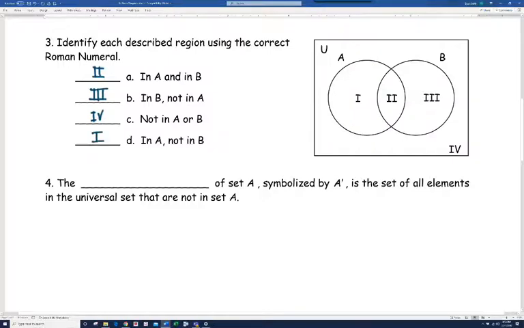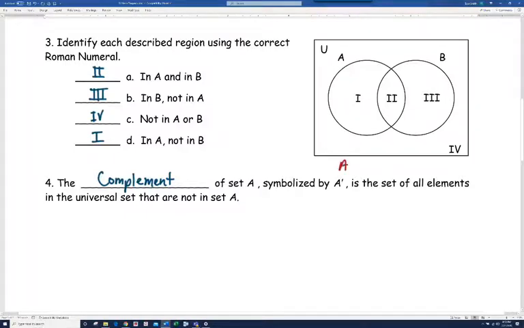All right, and number 4, we have a little bit of vocabulary that we're going to talk about here. So the first one is the complement of set A, symbolized by A with an apostrophe, and we say A complement, or sometimes people say A prime.